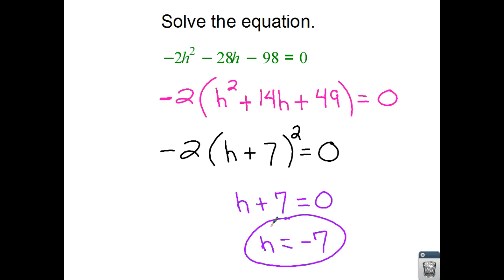This will make more sense when we start graphing these trinomials, these quadratic equations.